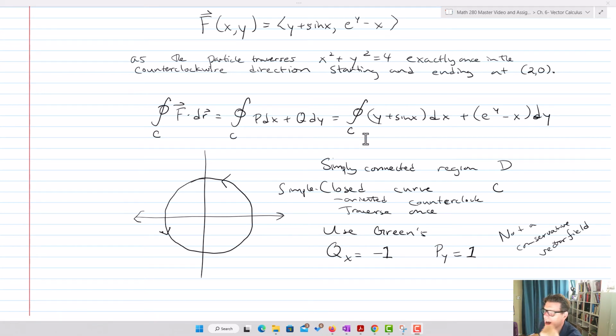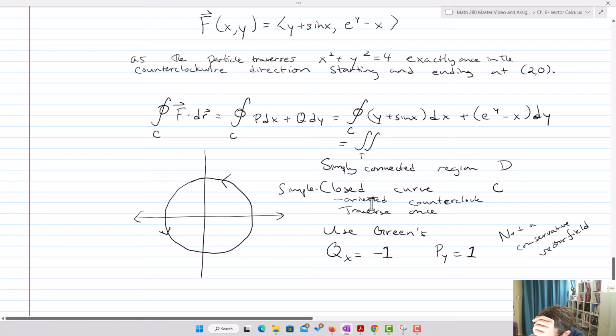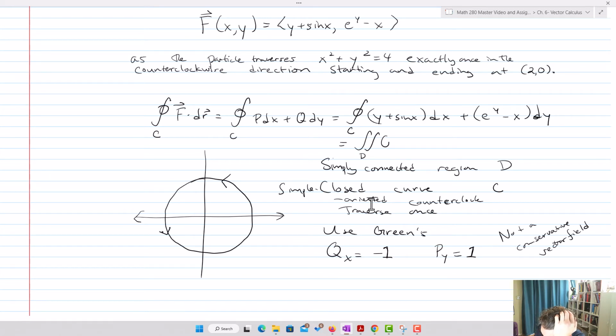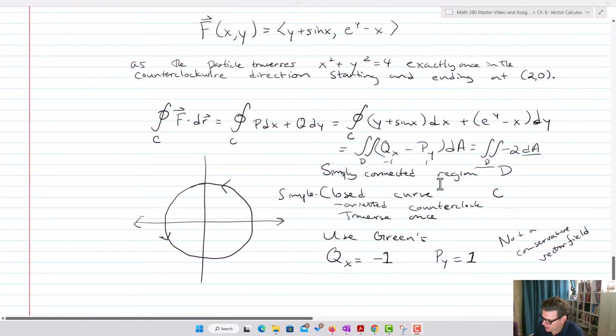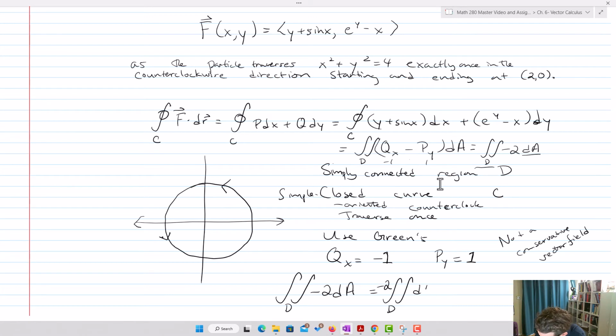And so it's not identically equal to 0, but take a look. Remember, Green's theorem says that this whole thing is going to equal the double integral over the region D of Q sub x minus P sub y dA. So this ends up equaling the double integral of -2, because it's going to end up being -1 minus 1, so -2 dA. So now we've got the double integral over our region D of -2 dA, and we can pull the -2 out, and it's just dA.